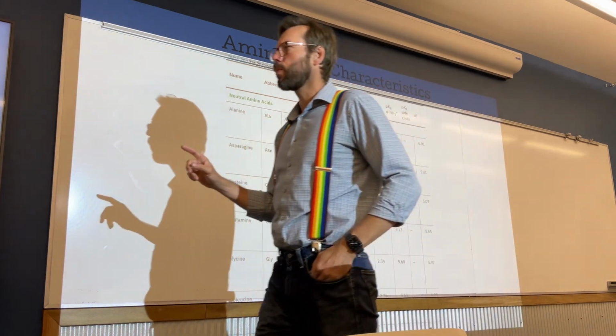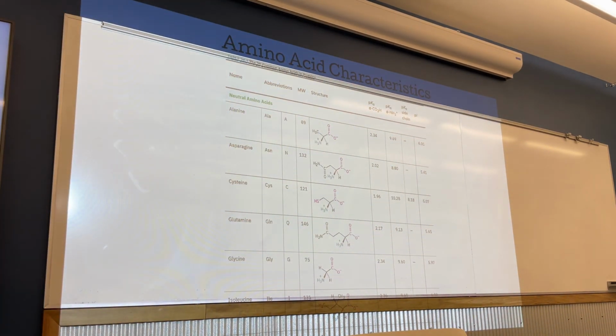Like I said, they're broken up into 3 different categories: neutral amino acids, acidic amino acids, and basic amino acids. These are all, and then the next slide, the majority of them are going to be neutral amino acids. And we'll get into what makes them neutral in just a second. But you don't need to know all of these.